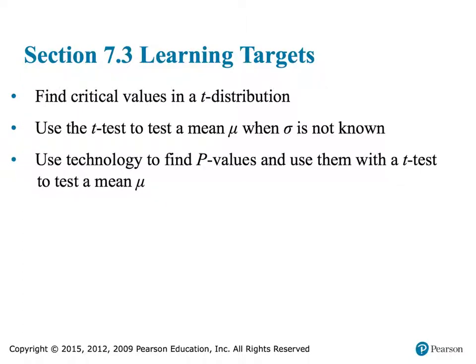So our targets in this lesson are, 1, to be able to find what are called critical values in the t distribution. And in MyLabs Plus, they use the notation t sub 0. 2, use a t-test to test a mean when sigma is not known. And then 3rd, and I won't get into this in the video, but it is on the slides I printed for you, how you can use technology to find p-values for those of you who have the graphing calculator, and then use those p-values with a t-test for a mean, mu.